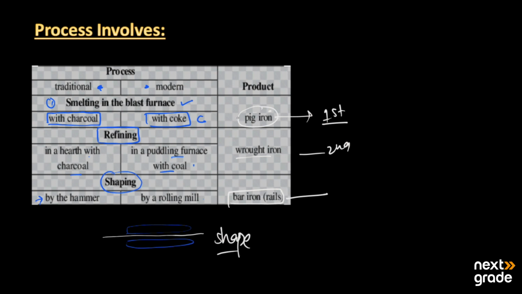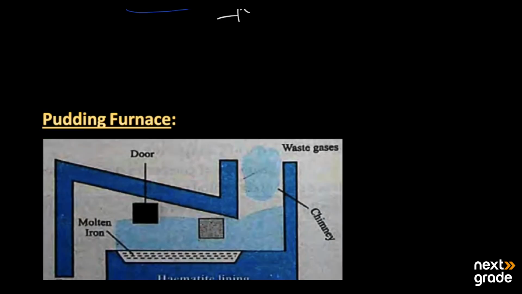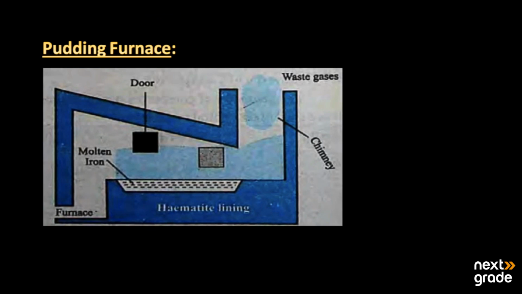Then the pig iron undergoes the process of refining, and from this we gain the wrought iron. Then the wrought iron passes through the shaping process, and we gain the bar iron, nails. Now this was a simple process, and here we have the puddling furnace. How do we use that furnace for the production of that process?